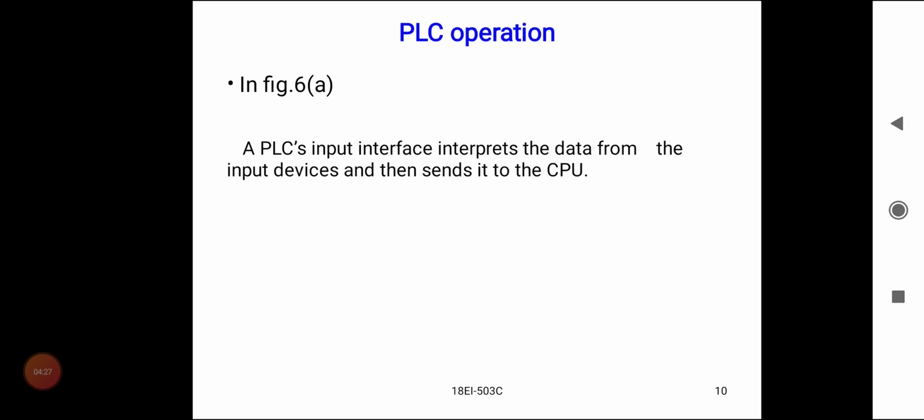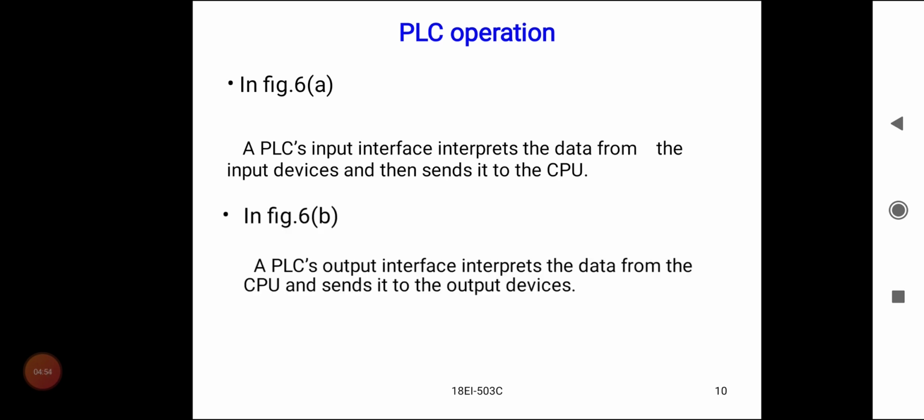In figure 6a, the PLC input interface interprets the data from the input devices and then sends it to the CPU. In figure 6b, a PLC's output interface interprets the data from the CPU and sends it to the output devices.